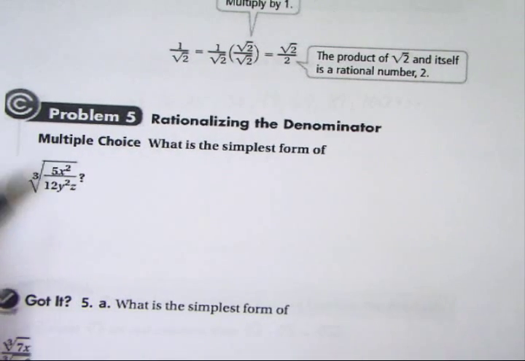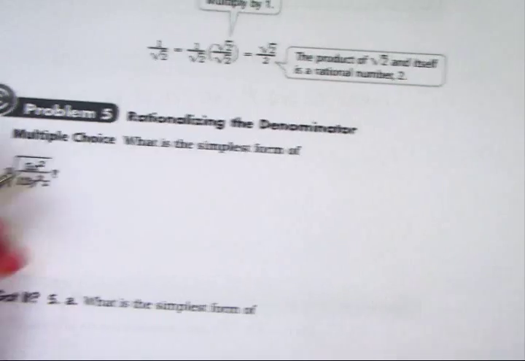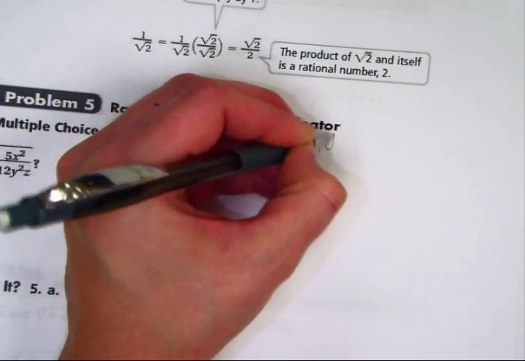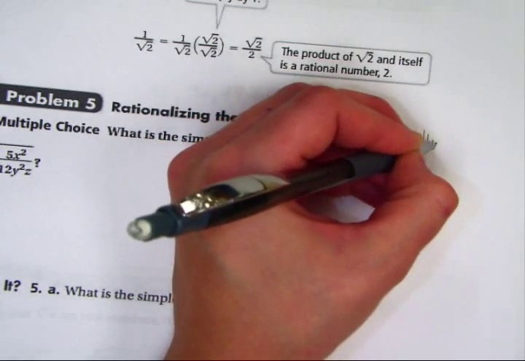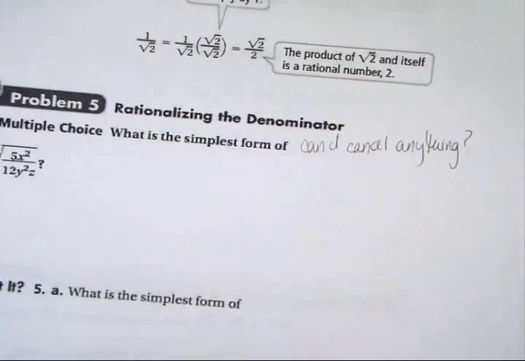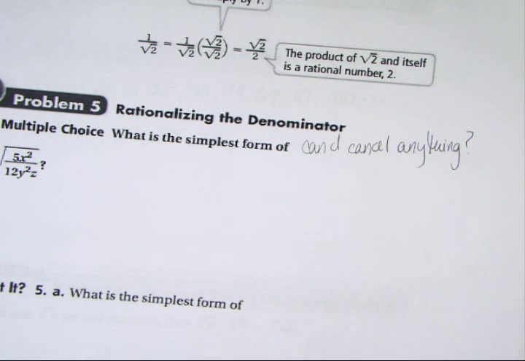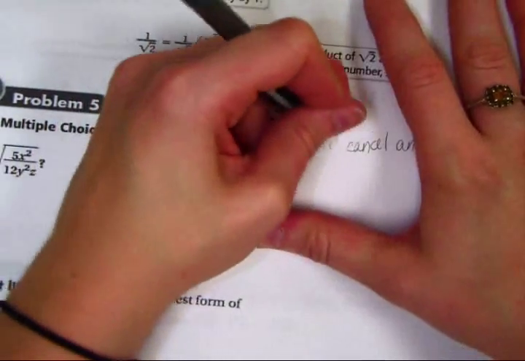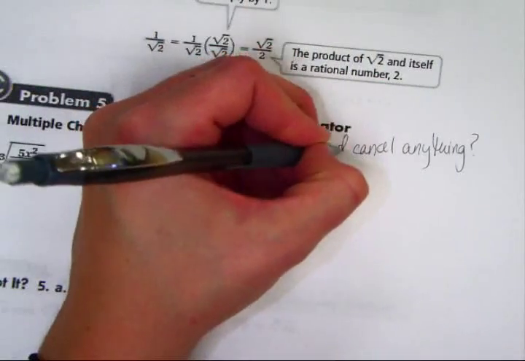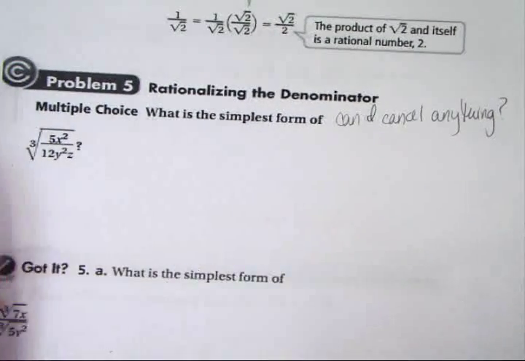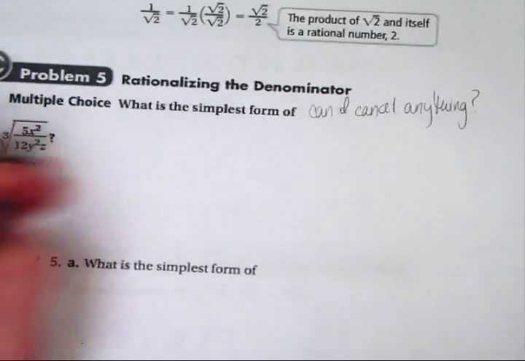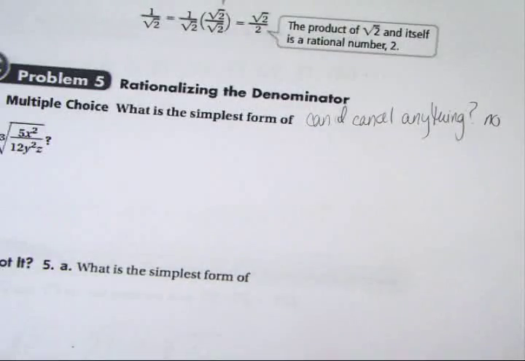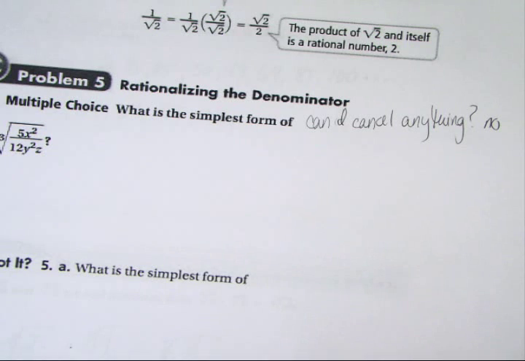The first question when you have a problem like this, you're going to ask yourself, can I cancel anything? Write that question down. That should always be your first thought. Can I cancel anything? In this problem, do 5 and 12 cancel? No. Does x cancel with y and z? You're going to write no. If you can cancel, though, you're going to do that.